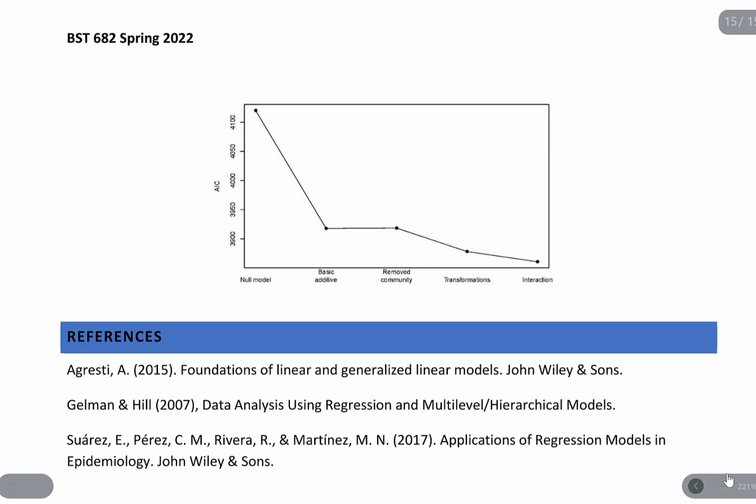We started out with the null model. We have the basic additive model. Here we've removed community, we've had the transformations, and then finally interactions. Here we can see how the AIC is changing and that we are progressively getting the AIC to be lower and lower.